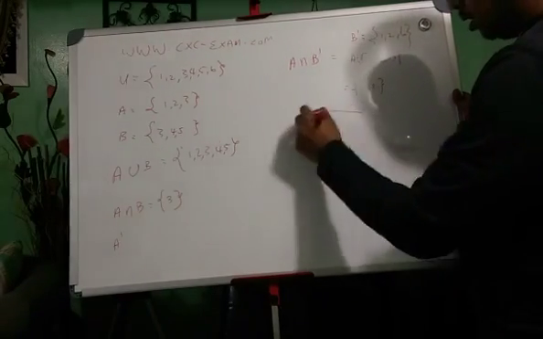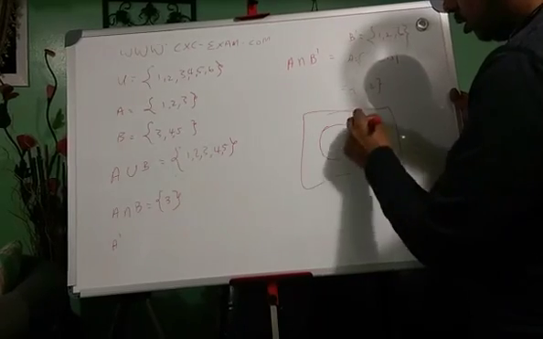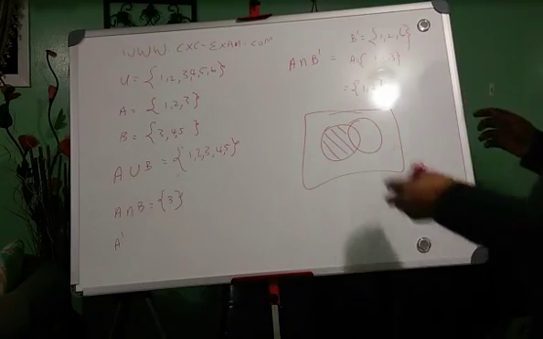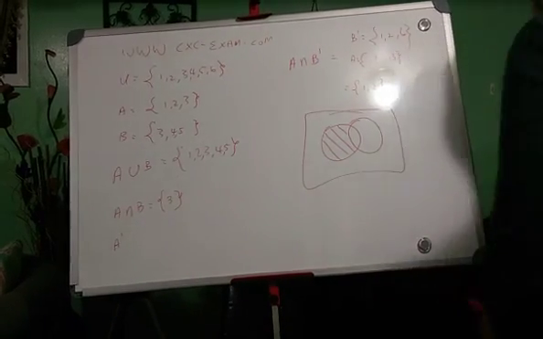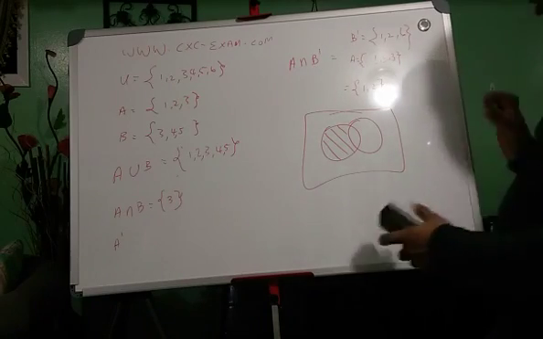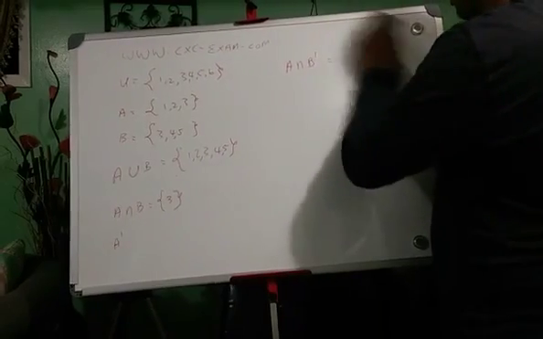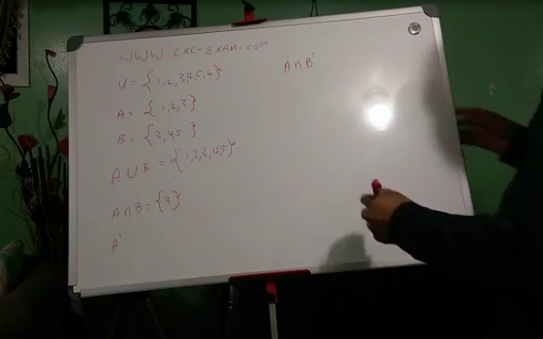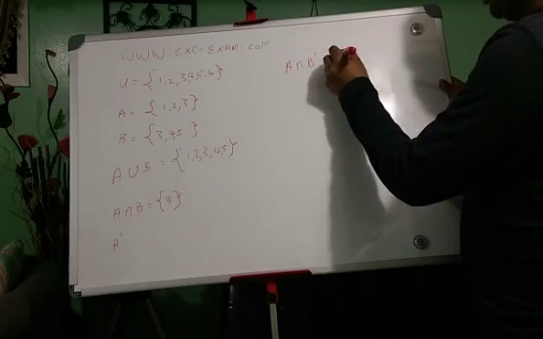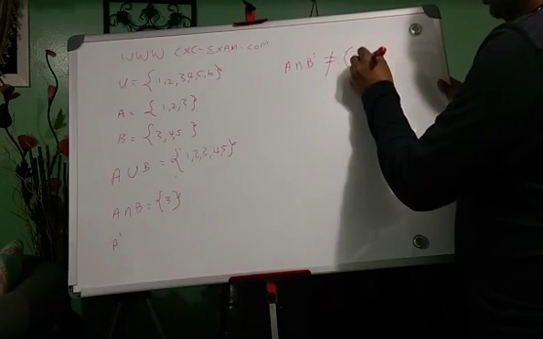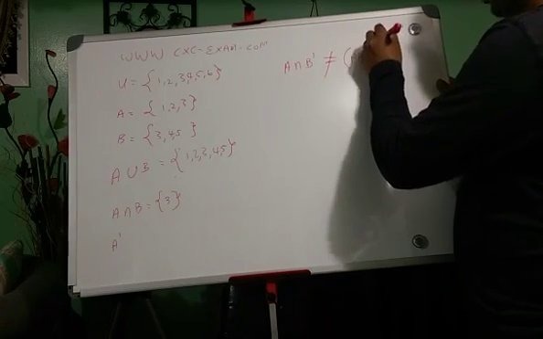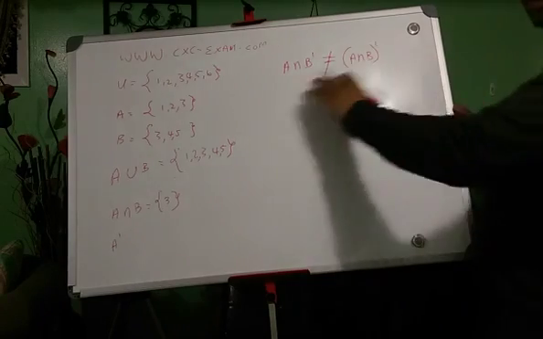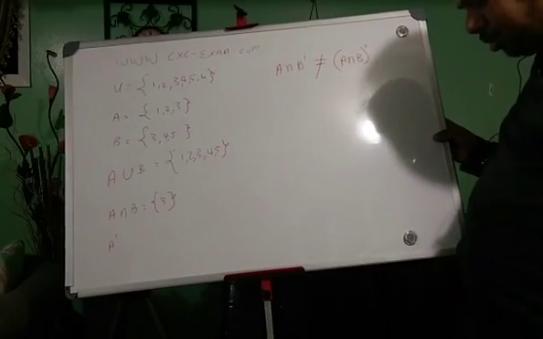A intersect B complement, represented on a Venn diagram, is this. Or you might say A only. All right. Now, A intersect B complement is not the same as A intersect B all complement. Okay? It is not the same. These two are completely different.